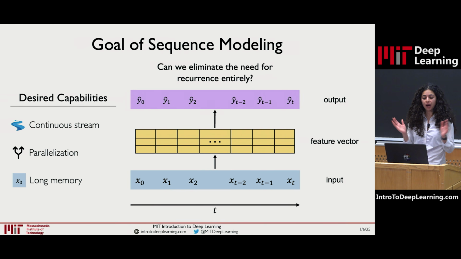Maybe we could do this by squashing everything together. Ignore this notion of these individual time steps, and let's say concatenate all our inputs together into one vector, and we feed it into something like a feed-forward model and generate an output at the end and hope that it makes sense.